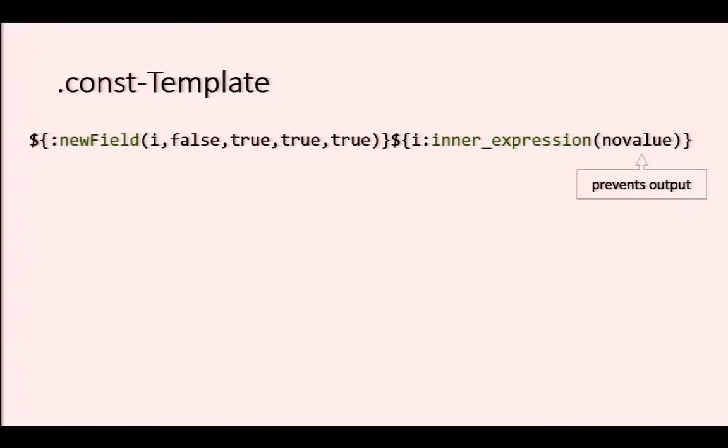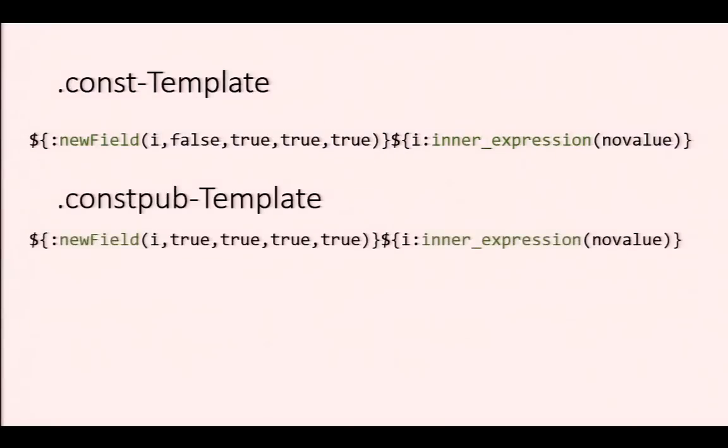This no value flag prevents the output of the inner expression variable. This is some kind of workaround because the grammar of templates in Eclipse does not allow nested template variables. So the obvious solution would be to take this variable and put it directly here. That's not possible. So this is some kind of workaround.